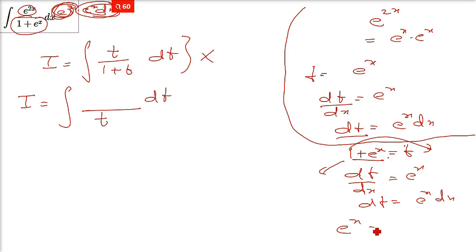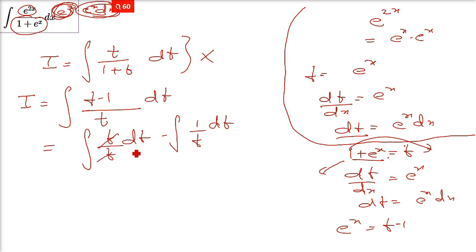So e raise x will be equal to t minus 1. So this is (t minus 1) divided by t. And the integration of these two terms will be quite easier. t by t dt minus 1 by t dt. t by t cancels out. You will get a dt. Integration of dt is going to be only t minus log of modulus t plus constant of integration.